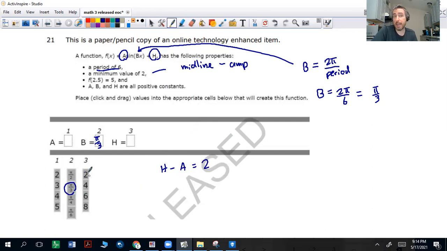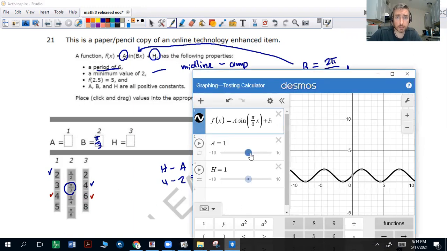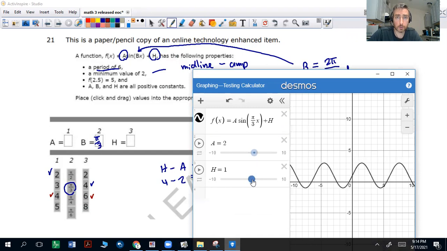So this can't be 2, right? Because if I subtract 2, I get 0. Here I get negatives. Could it be 4 and 2? Well, 4 minus 2 is 2. So that's a possibility. Could it be 6 and 4? Sure. Could it be 8 and 5? Well, no. So really, it's either 4 or 2, 2 and 4, or 4 and 8. So let's start with 2 and 4. All right, we're going to drag this up to 2. We're going to drag this up to 4.